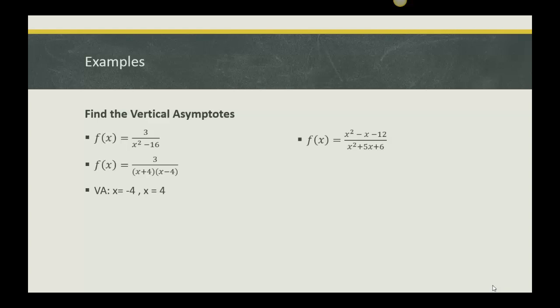Let's try it again. This time I have x squared minus x minus 12 over x squared plus 5x plus 6. I want to start by factoring. At the top I'm looking at -12 and -1, so that's going to be x minus 4 and x plus 3. In the bottom, I need factors of 6 that add up to 5, which is going to be x plus 3 and x plus 2. So in this particular one, I have a common factor, x plus 3, in the numerator and denominator that I'm going to want to get rid of. It leaves me with x minus 4 over x plus 2. So I only want to take that x plus 2 and set it equal to 0, which gives me -2.